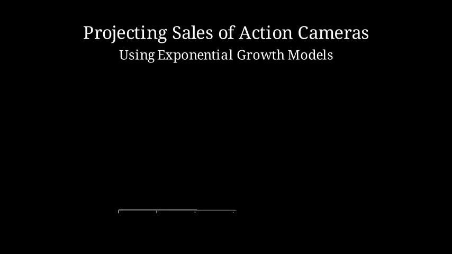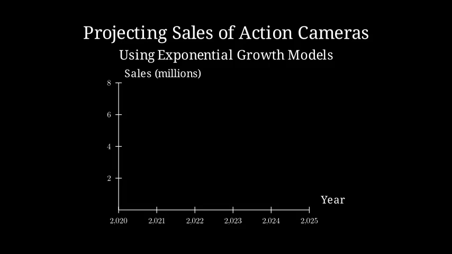Let's dive in. First, let's set up a graph to visualize sales over time. We'll draw a coordinate system with years on the horizontal axis and sales in millions on the vertical axis. Now, let's plot the starting data. In the year 2020, worldwide unit sales of these action cameras were about 2 million units.